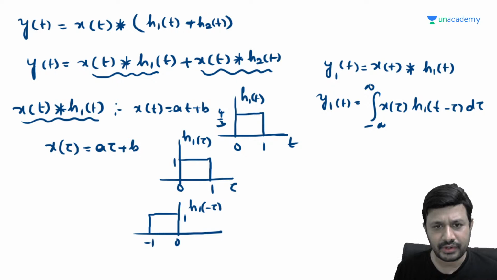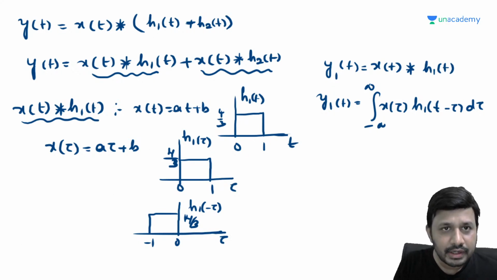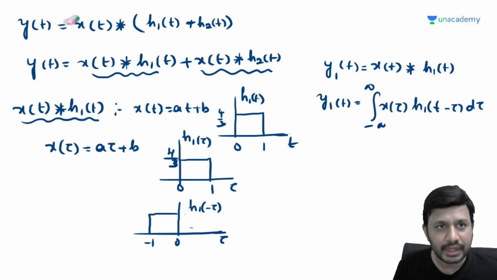h1 of minus tau, and here 4/3 is the amplitude, it is not 1, it is 4/3. Let me replace this with 4/3. Right, h1 of minus tau I got. Okay, let me write here, this is 4/3.